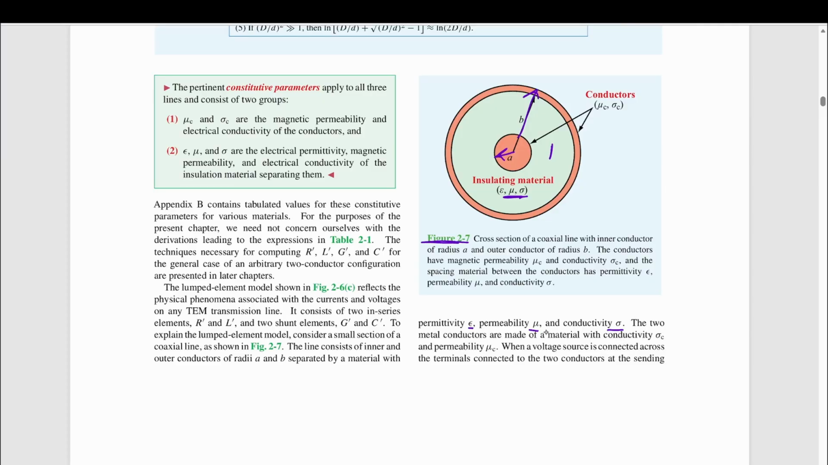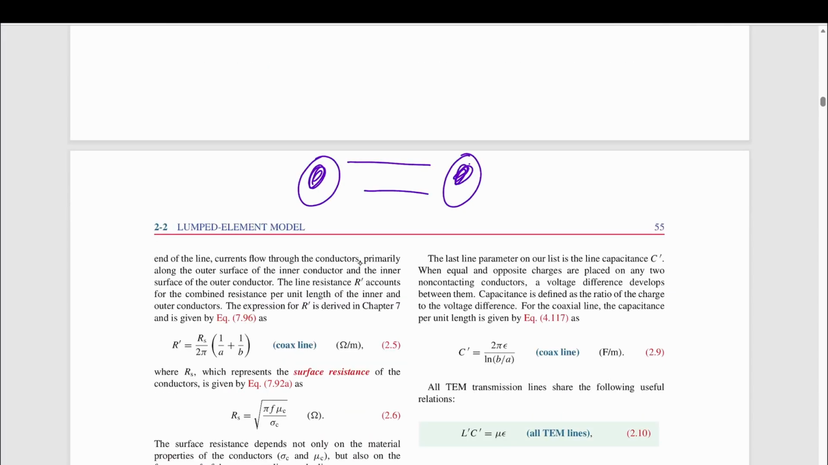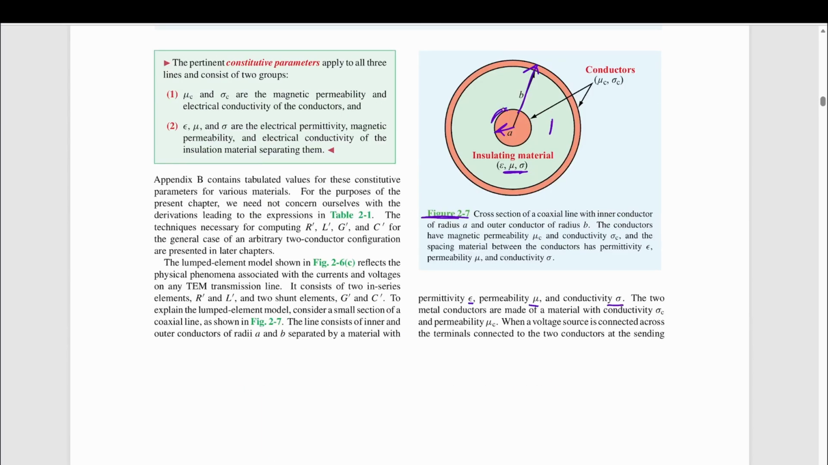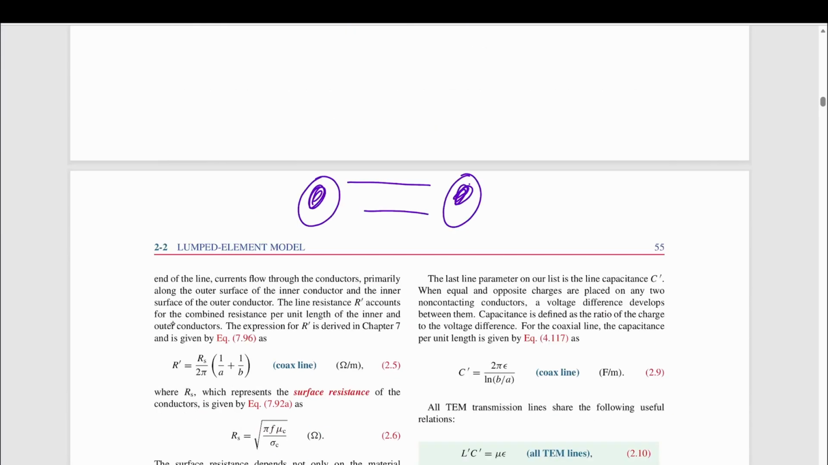When a voltage source is connected across the terminals connected to the two conductors at the sending end of the line, as we saw previously, there is a sending end and a receiving end, and there is a transmission line between them. This one has the source and this one has the load. Current flows through the conductors, primarily along the outer surface of the inner conductor and the inner surface of the outer conductor. The line resistance R' accounts for the combined resistance per unit length of the inner and outer conductors. The expression for R' is derived in chapter 7 and is given by this equation.